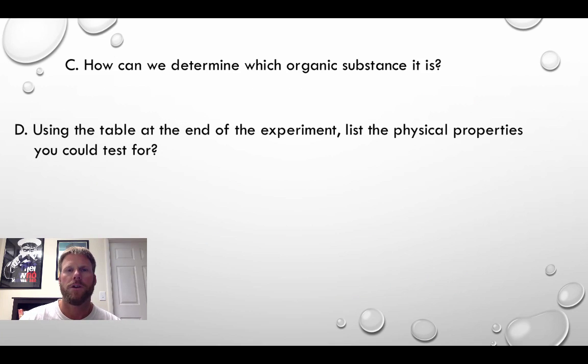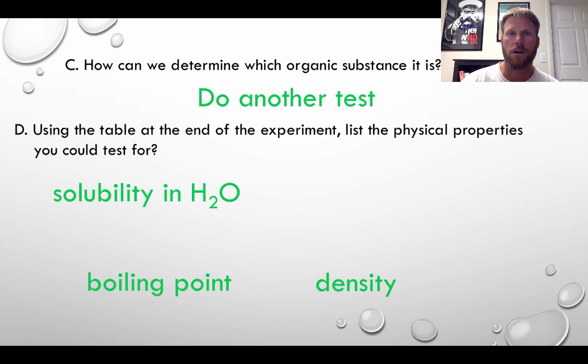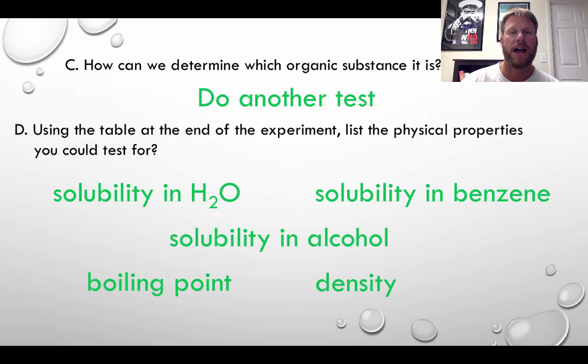So how can we determine which organic substance it is? Well, if you look at the table, there was other physical data that you could use. So the best thing to do would be to do another test, so you can tell which of the three substances it actually is. The physical properties that are remaining that haven't been tested include density, boiling point, and then solubility in water, benzene, and alcohol. Which test would be the best?